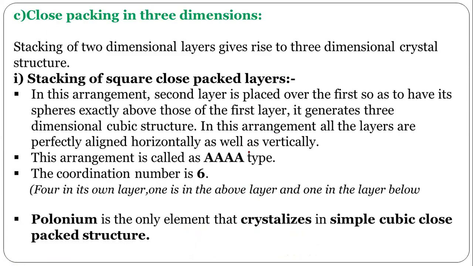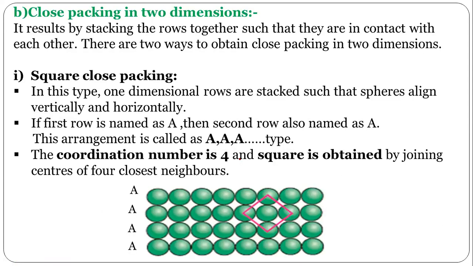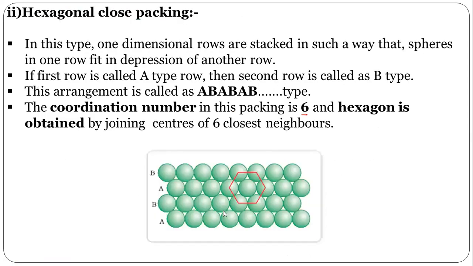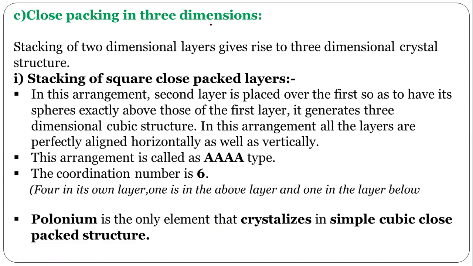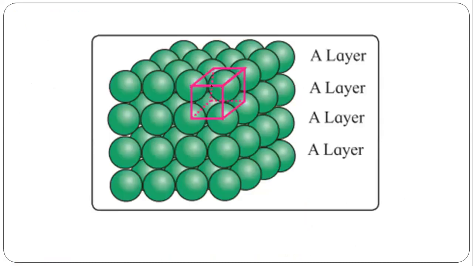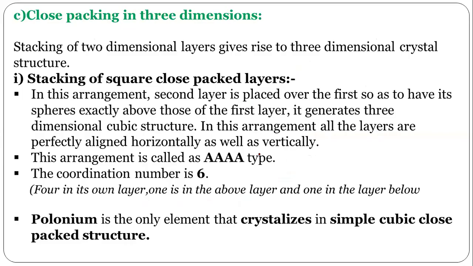Now, close packing structure in 3 dimensions. We considered 1 dimension here, and this is the 2 dimension. Now we will consider the close packing in 3 dimension structure. In the 3 dimension structure, we can see this is the first layer, then second layer, then again third layer. So this is first layer A, this is again second layer A, again this is the third layer A, this is the fourth layer A. So this is a 3-dimension square close packing structure.